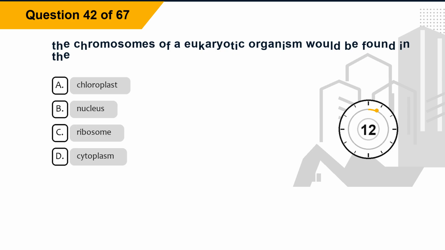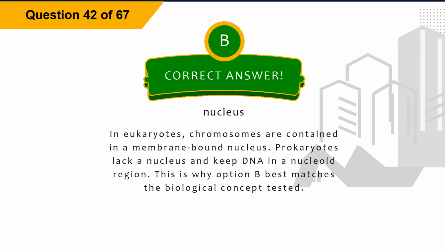Question 42. The chromosomes of a eukaryotic organism would be found in the: Option A, chloroplast. Option B, nucleus. Option C, ribosome. Option D, cytoplasm. The correct answer is option B, nucleus. Explanation: in eukaryotes, chromosomes are contained in a membrane-bound nucleus. Prokaryotes lack a nucleus and keep DNA in a nucleoid region. This is why option B best matches the biological concept tested.